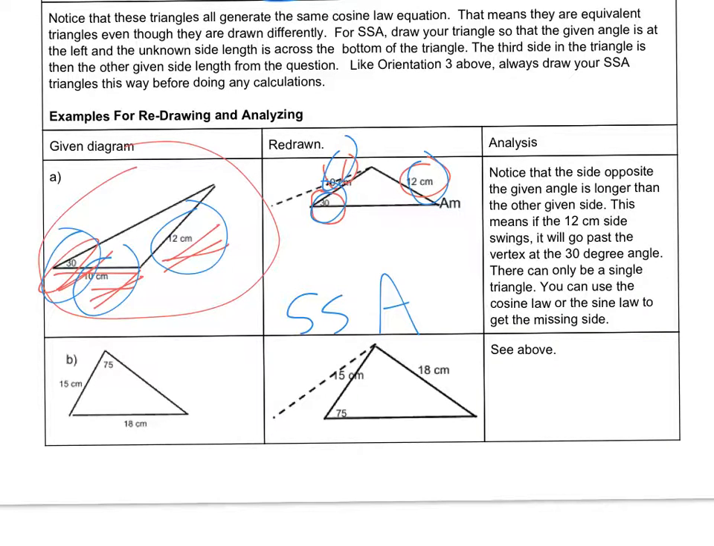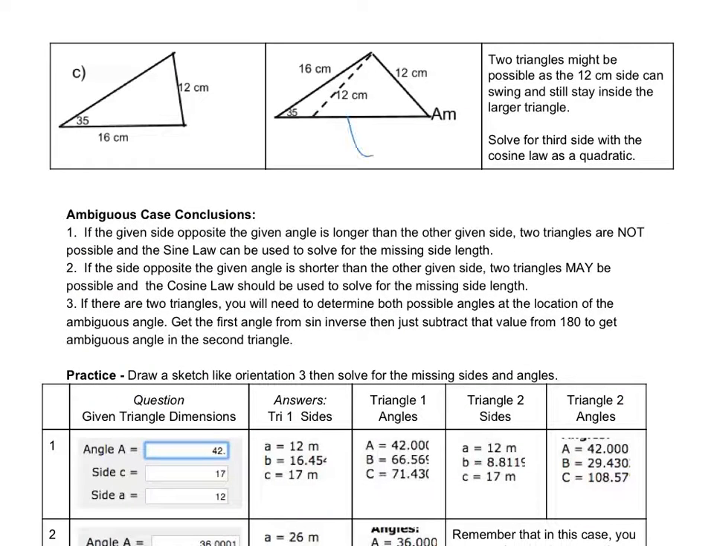So you would redraw. Same thing, here's a question here. Side, side, followed by angle. So 18, 15, then angle. Redraw your triangle with the angle here, and then it's 18, 15, 75. As long as the sequence is the same. As you redraw, you want to always redraw. And this is the same here. So your ambiguous case conclusions are right there.